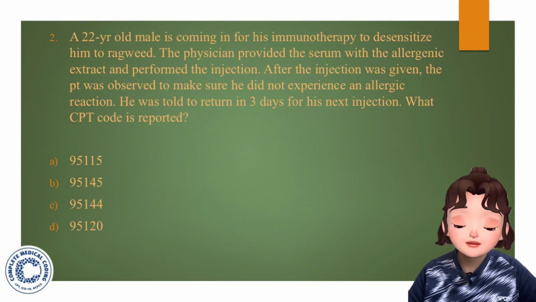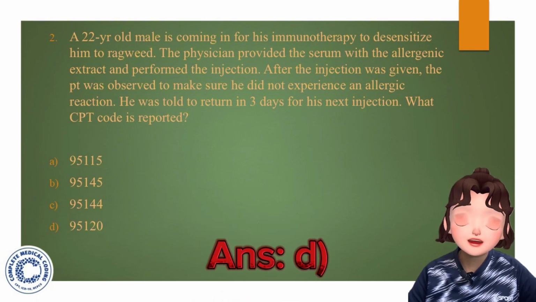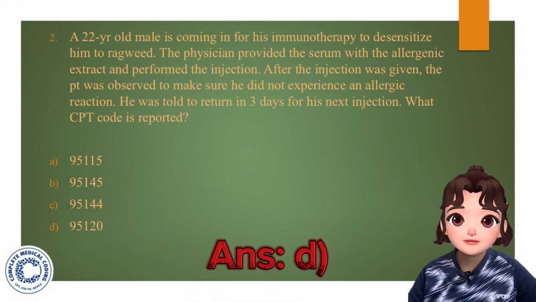What is 95120? Professional services for allergen immunotherapy in the office or institution of the prescribed physician or other qualified healthcare professional, including provision of allergenic extract, single injection. So including the allergenic extract. So this is what our answer is, 95120. So the correct answer is option D. Okay, 95120.